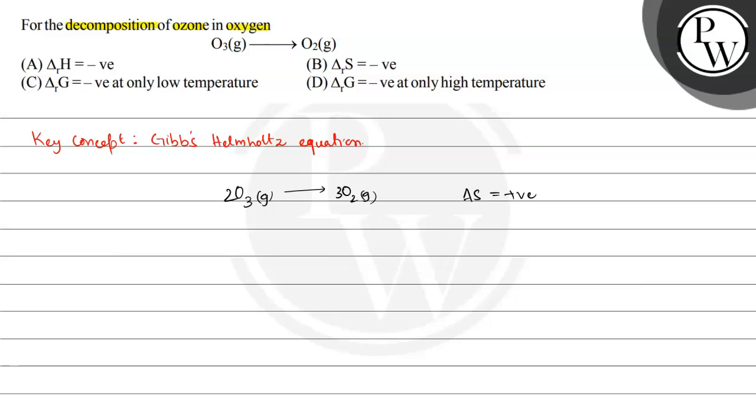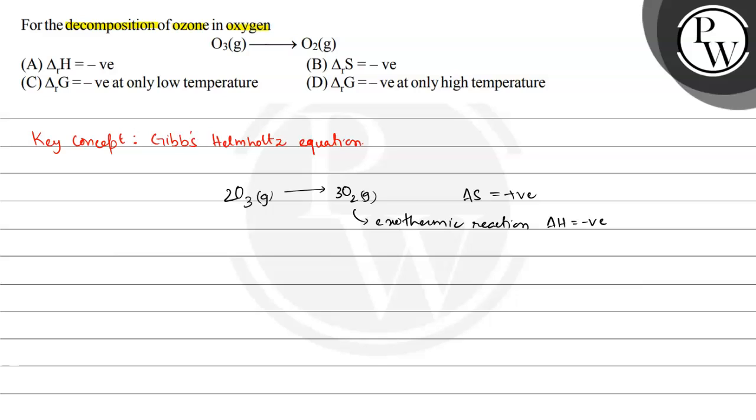Alright. Secondly, we know that ozone is less stable than oxygen and oxygen is more stable than ozone. So when oxygen is being formed from ozone, energy must be released. Alright. So this is an exothermic reaction. So delta H is equal to negative.